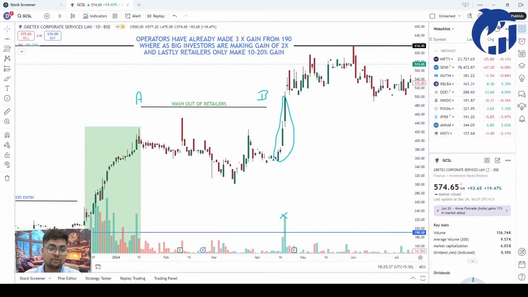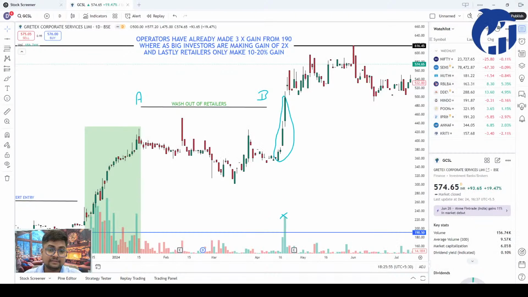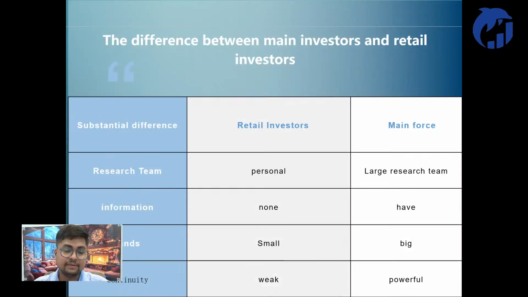Now let's have a look at another TRF Limited stock, right? But before that, we will go to the presentation and have a look at what can be done. So we will understand the difference between the main funds and the retail investor. So here we can see the difference between main funds and retail investors. So just have a look.